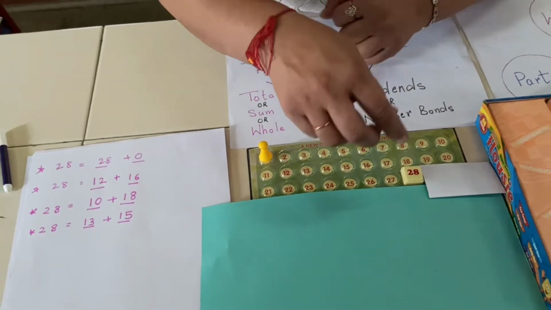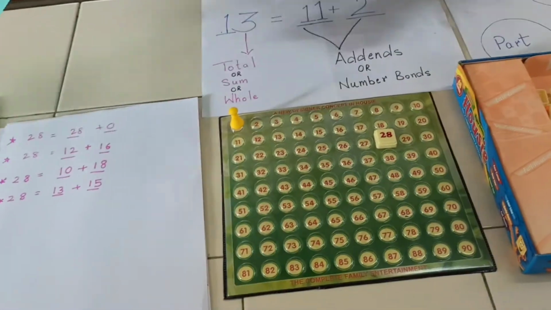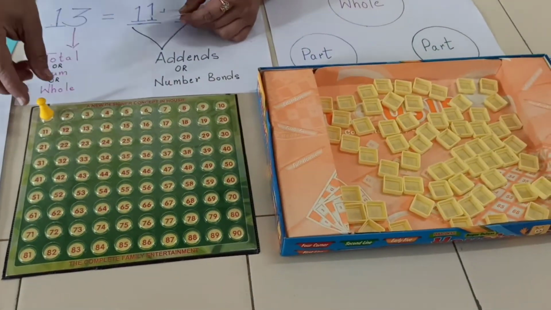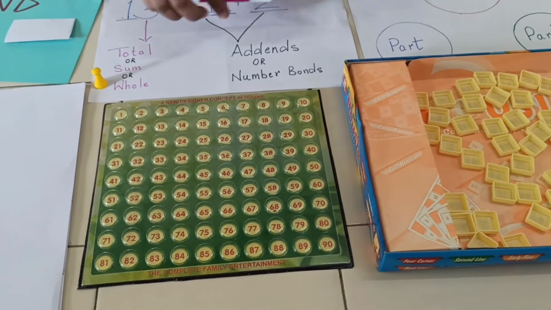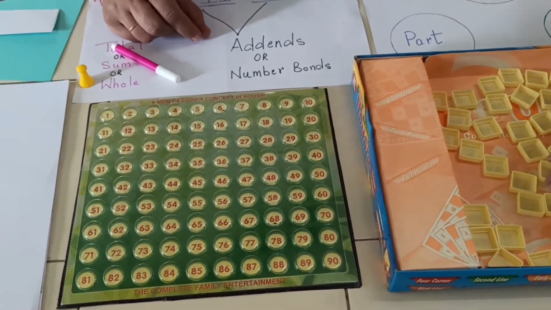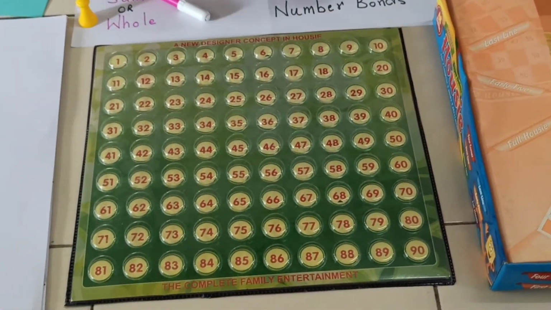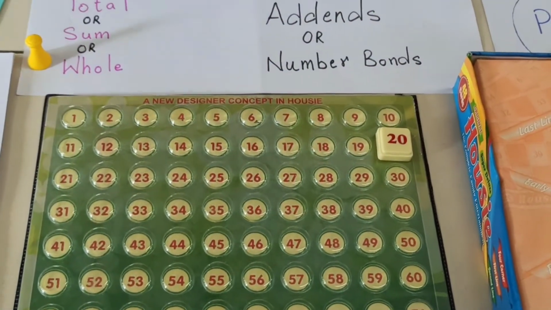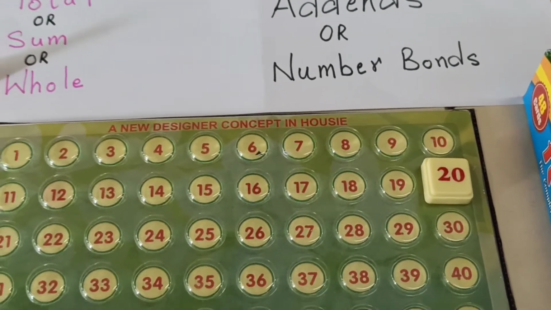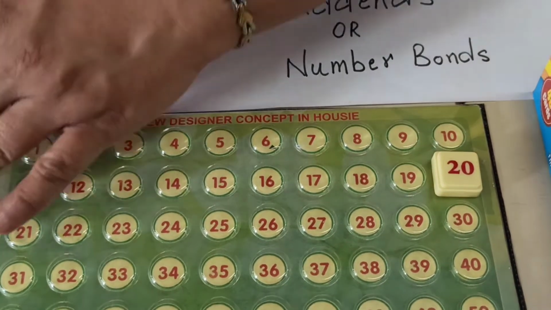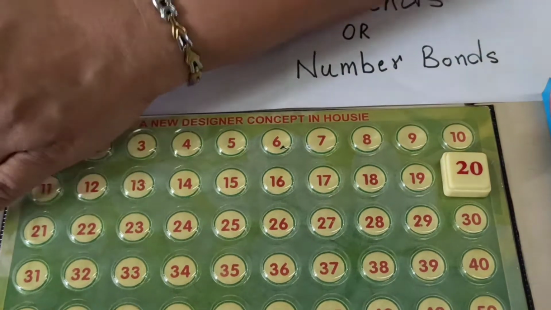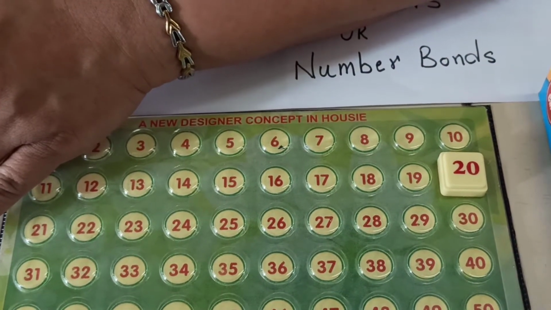Let's move and change the number to the next. Okay. Let's remove this 28 and keep it on the side so that we don't take it again. Now I'll choose this number. I don't know what it is. Okay, it is 20. So I got 20. So my whole number or the total is 20. So I'm going to make a line for this. I'll use another color for this. And 20 is my whole number or the total.